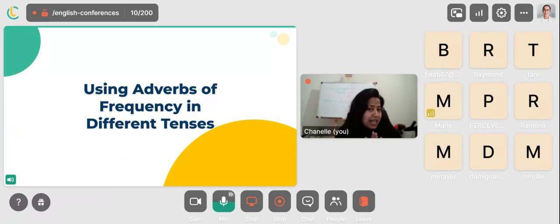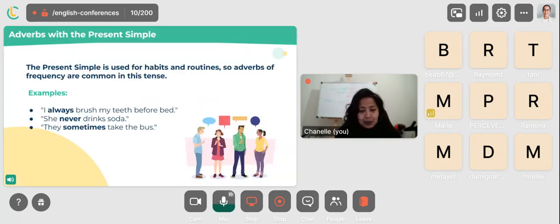How do we use these adverbs of frequency in different tenses? The present simple is used for habits and routines. So adverbs of frequency are common in this tense. For example, I always brush my teeth before bed. She never drinks soda. They sometimes take the bus. So here is the present simple.